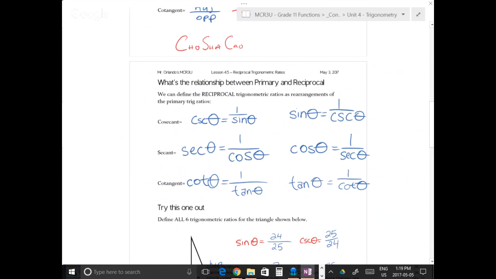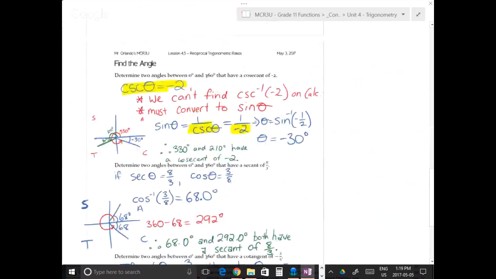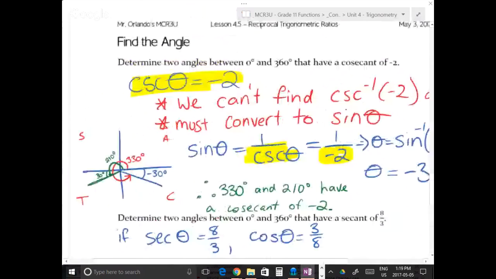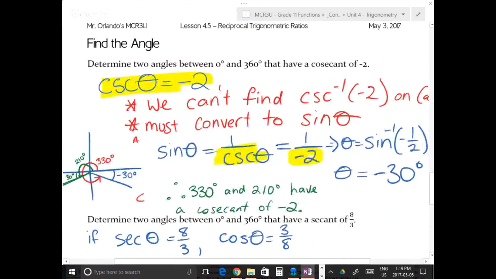So we went through and we did a few examples. And in each case, if I told you the cosecant is -2, the first thing we have to do is say, hey, since my calculator can't handle a cosecant, since we don't have to work with that, I'm just going to flip it to turn it into a sine. So a cosecant of -2 is the same thing as a sine of -1/2. We just flip it.